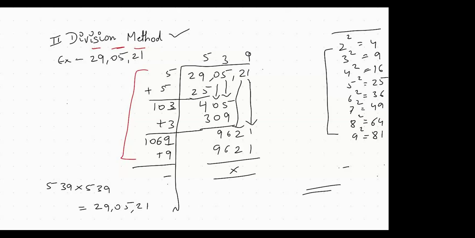So this is how you do the division method. Today we finished the square root, finding the square root with both methods: factorization and division. Tomorrow I'm planning a short session to finish off this chapter, finishing the cube root part. What is the homework?